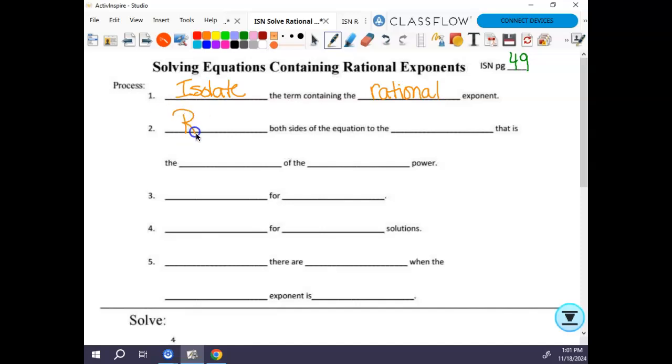So we're going to raise both sides of the equation to the power that is the reciprocal. What does that mean? How do I find the reciprocal of a fraction? I just flip it over. Exactly. The power that is the reciprocal of the given power. So we don't even have to make decisions here. We know exactly what we have to do. We just take what we have and we flip it over. Then the next step is to solve for x.